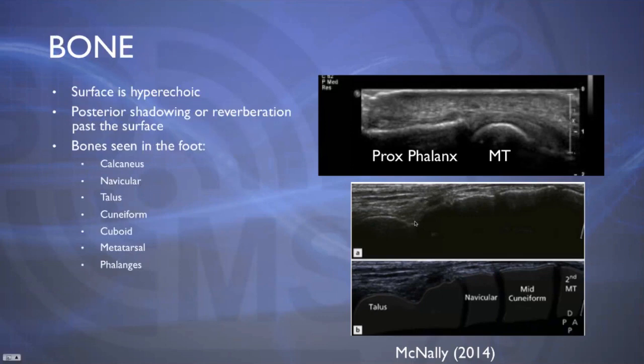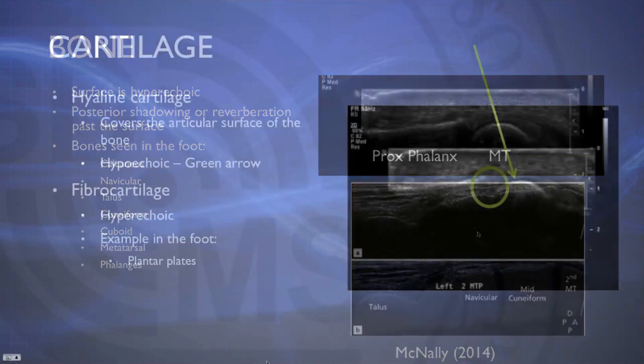Bone, the surface is going to be hyperechoic, and then posterior shadowing or reverberation will be past that hyperechoic surface. The bones that we can see in the foot are numerous. They can include the calcaneus, the navicular, the talus, cuneiform, cuboid, metatarsal, and phalanges. And this is the same image that I just showed the slide prior to show how hyperechoic bone surfaces are, and then the shadowing that goes on behind it.